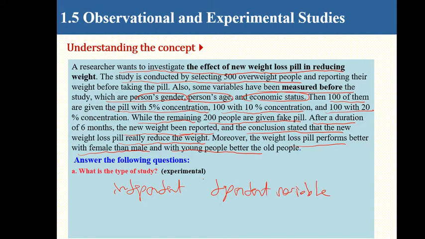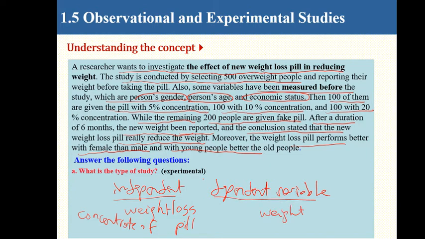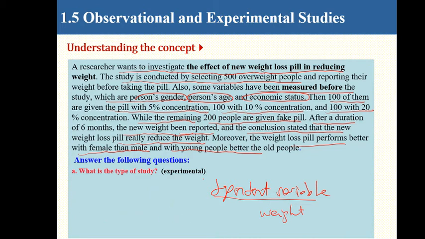So, independent, what you give to the subjects, the overweight people, you give a weight loss pill, but with different concentrations. So the independent variable is the concentration of the weight loss pill. And the dependent variable is their weight. So their weight depends on how much they take. According to our study, we are measuring them.